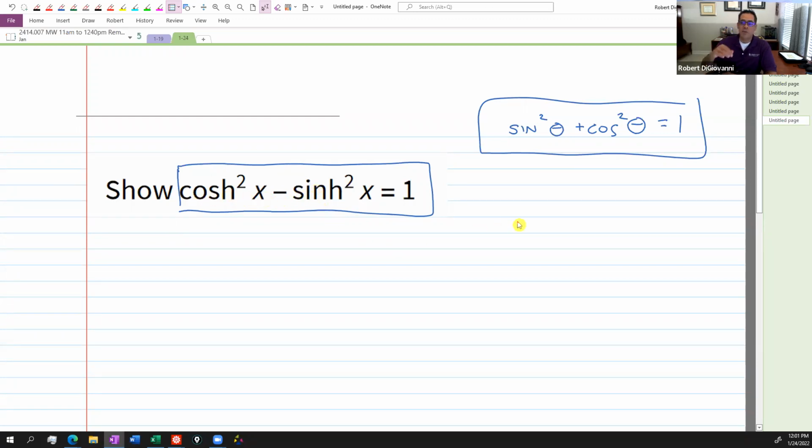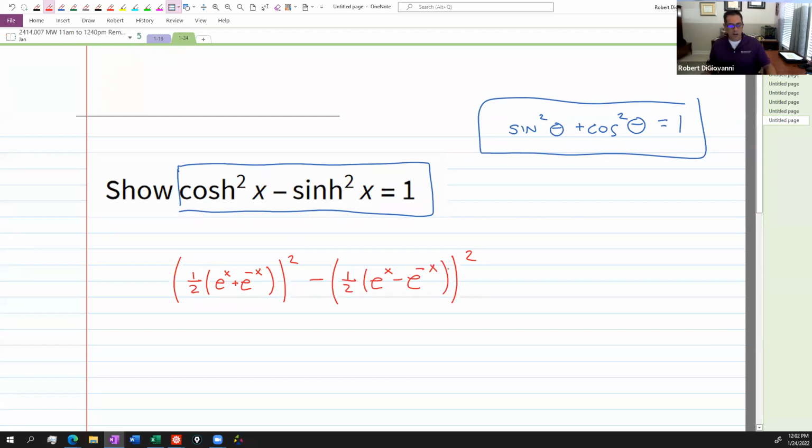So let's show that this property is true. Let's show that cosh squared x minus sinh squared x is 1. You ready? Here's what I'm doing. I'm going to write down what cosine hyperbolic is first: 1/2 (e^x + e^(-x)). Everyone agree that's cosine hyperbolic? Take that and square it, subtract from it the sine hyperbolic squared, which is 1/2 (e^x - e^(-x)). Okay, I want to show you that that's equal to 1.